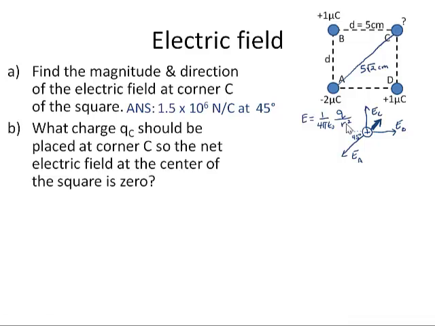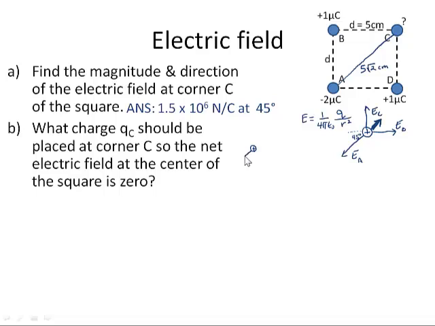In part B, what charge QC should be placed at corner C so that the net electric field at the center of the square is 0? Now we're looking at a different place in space. So we could draw a little sort of free body diagram-ish thing, although it's not really forces, now it's electric fields. But we're going to pretend that we put a small positive test charge at the center.